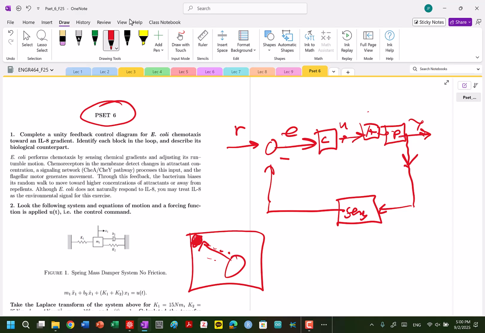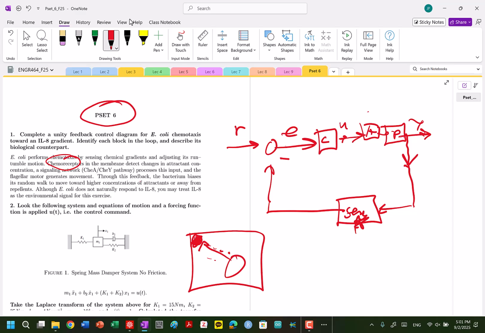If there's no gradient, it's just going to do what's called run and tumble, which is kind of a random walk. But if it senses a gradient, it becomes a directed transport process. E. coli does not naturally respond to this, so you can treat this as the environmental signal. Let's break this down. What's the sensor in this system? Well, we're sensing the chemoattractant using our chemoreceptors, so it detects those changes. Those chemoreceptors are our sensor here.